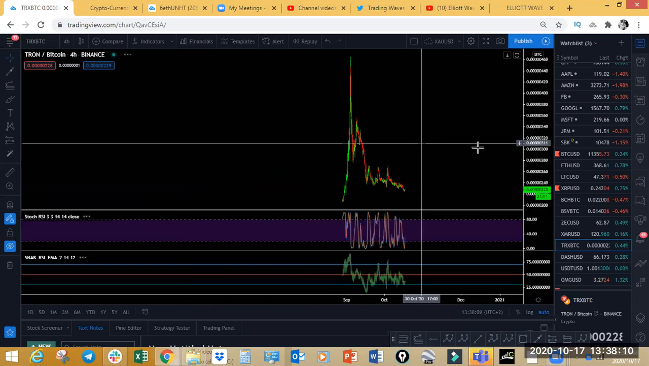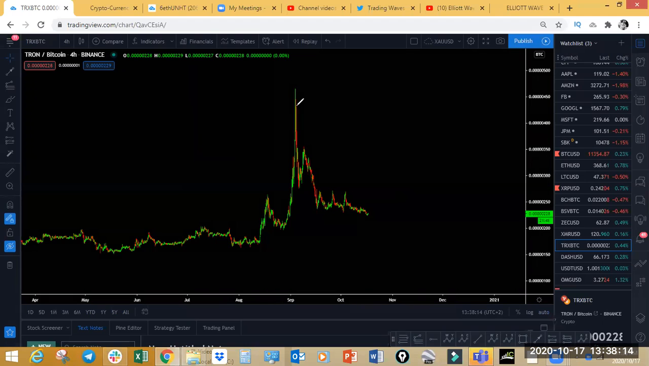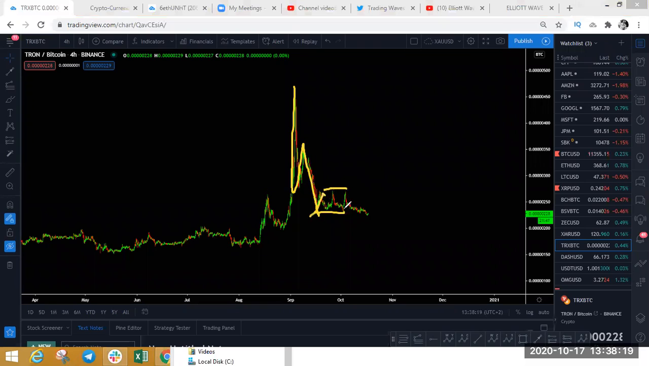Let's look at the 4 hour on Tron. Now, if you look at the 4 hour on Tron, we are still continuing to the downside. We've got 3 waves down. That's 1, that's 2, that's 3. We've got 3 waves back. That's 1, 2, and the 3.